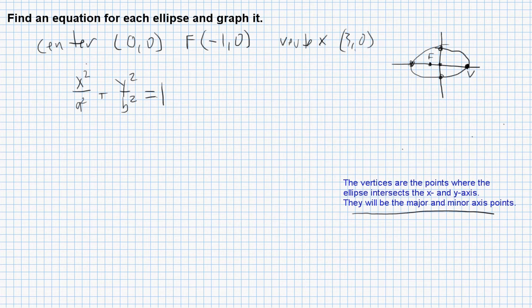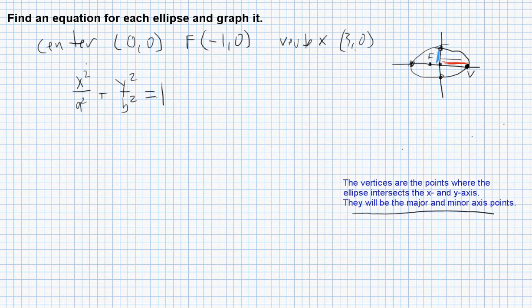Well, in order to get the equation, we'll do that first. We have to figure out what a and b are. Well, a, of course, is the major axis distance. That's in red. That's this distance here from the center out to the major axis. And then b, remember, is the minor axis distance, from the center up to the minor axis point. So we have to calculate what those are and put those into the formula.